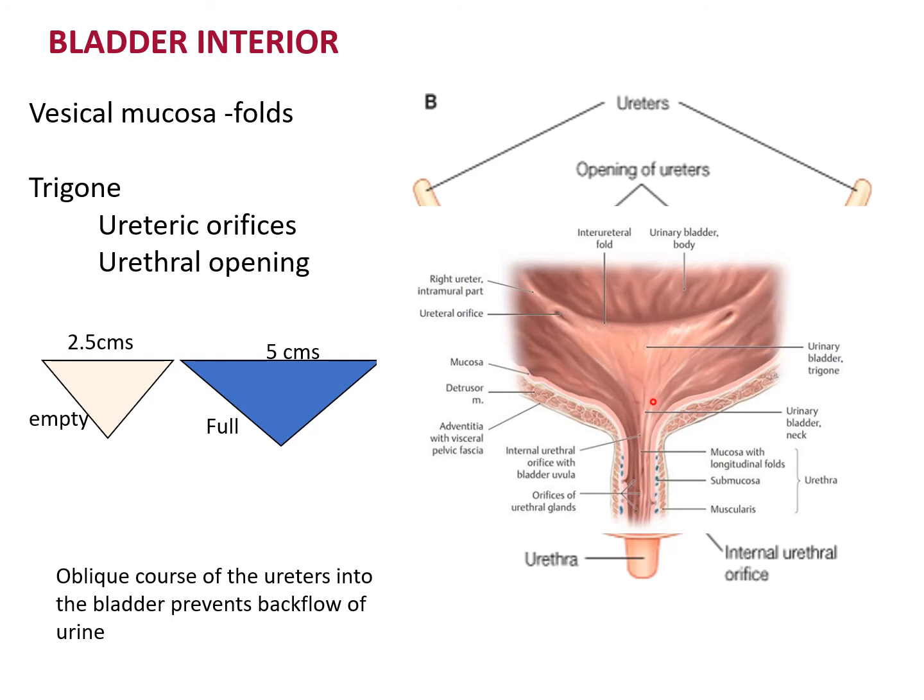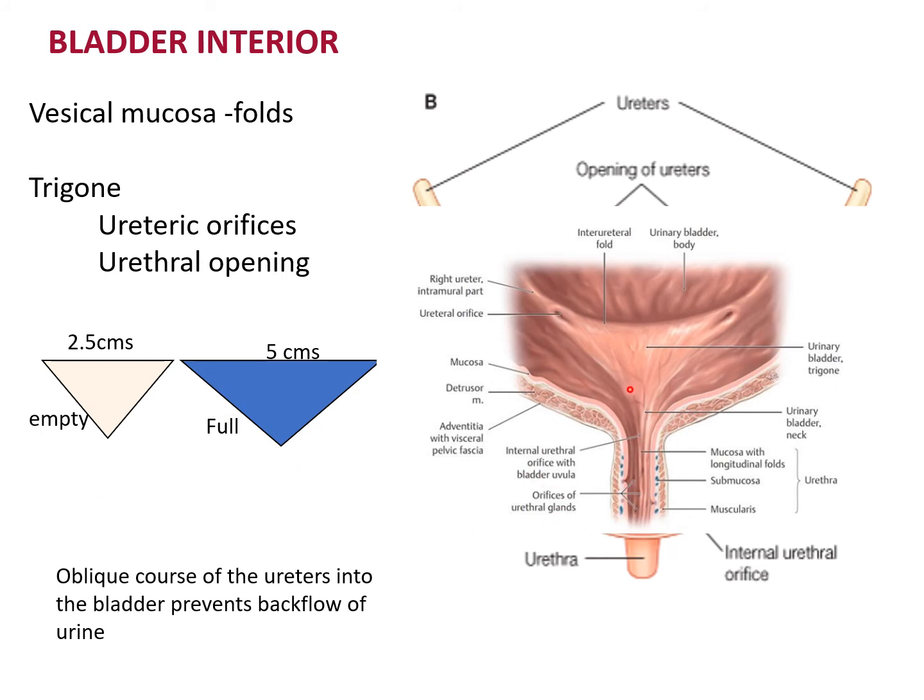This, at its lower end or the apex of the trigone, is the urethral opening. Now, in case the bladder is empty, the distance between the two ureteric orifices is about 2.5 centimeters, and it becomes 5 centimeters when the bladder is distended.